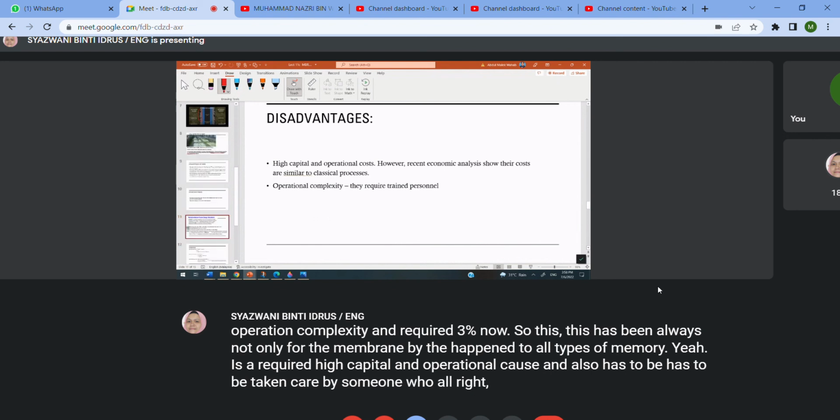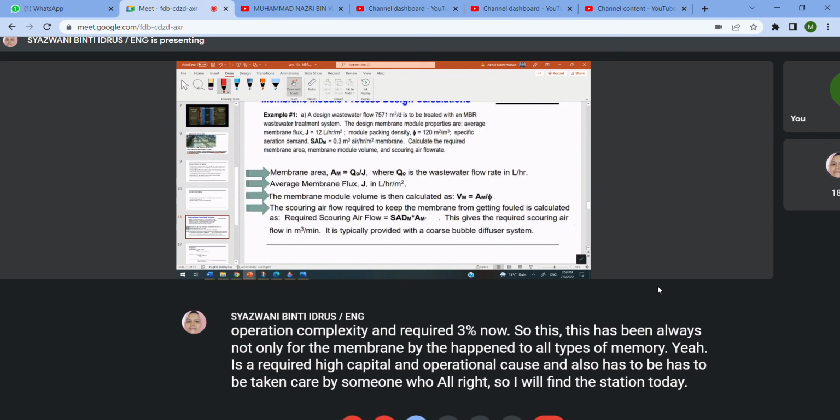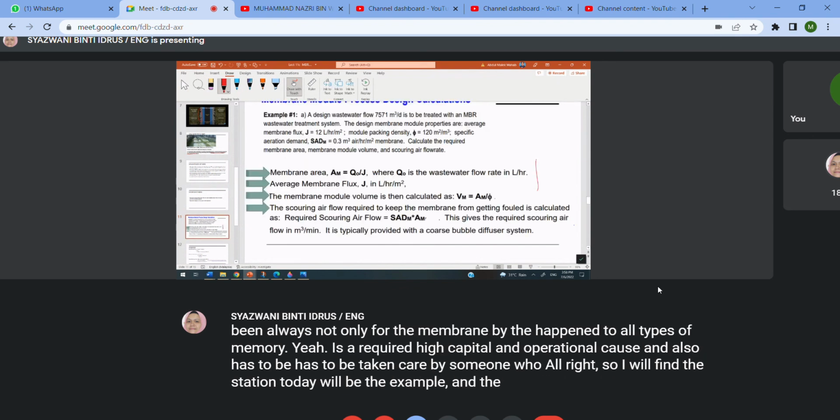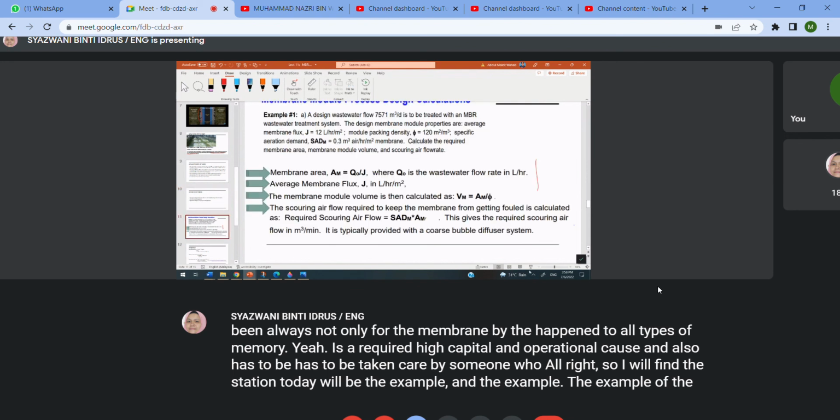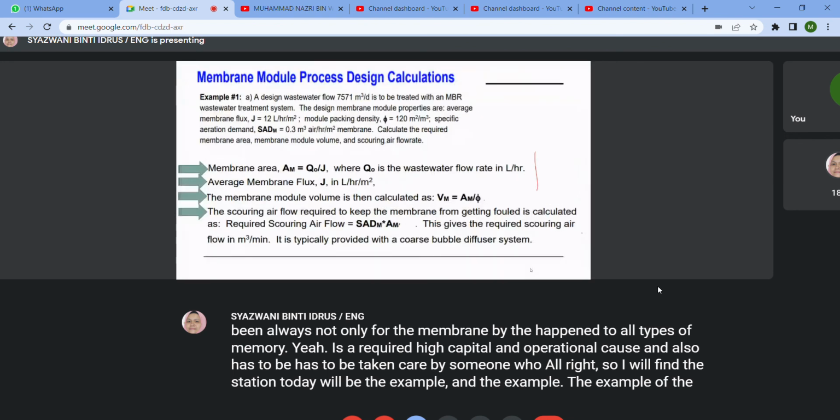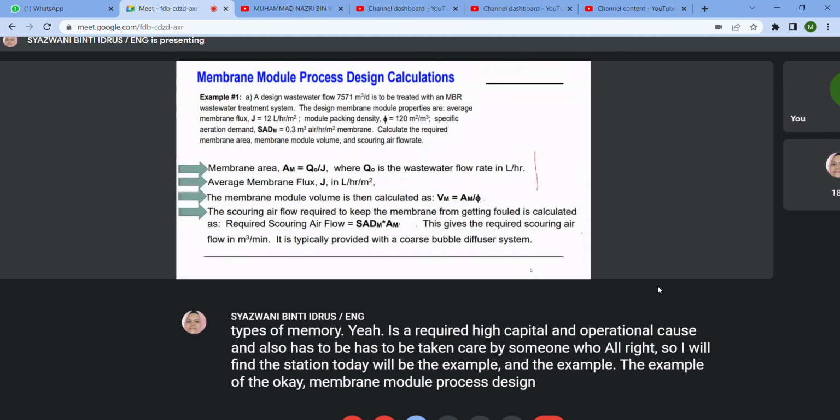All right. So our final section today will be the example. The example for the membrane module process design calculation.